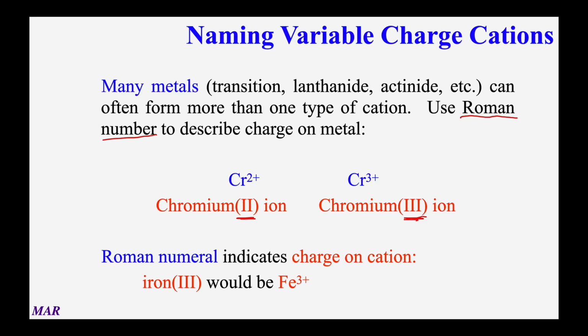You've got to include them if it's one of those transition metals, lanthanides, actinides, stuff like that. And conversely, if you see, for example, on the bottom, iron Roman numeral 3, that would mean iron +3. And iron Roman numeral 2 would be iron +2, etc., etc.